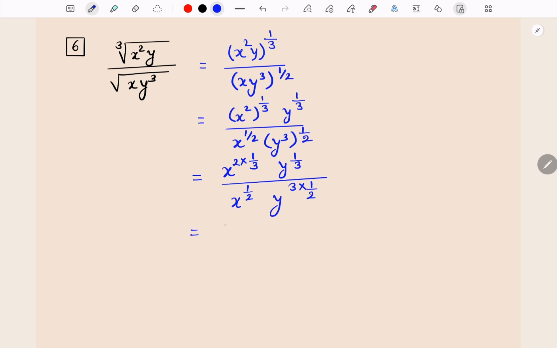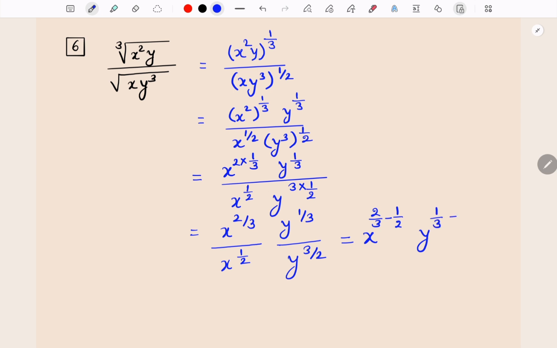Let's rewrite it. We have x raised to the power of 2 over 3, y raised to the power of 1 over 3, and here we have x raised to the power of 1 over 2, and here we have y raised to the power of 3 over 2. Now we can simplify this. Here the base is the same as x, so I can just keep the base as x and subtract the indices. In a similar way, we can also keep the base y here and subtract the indices.